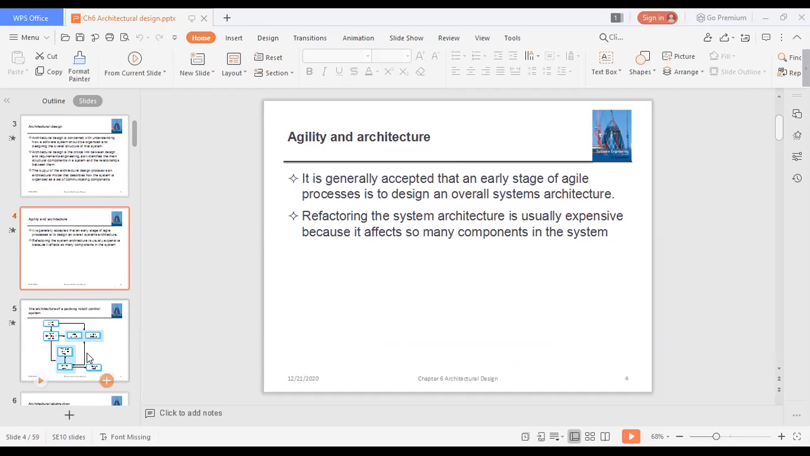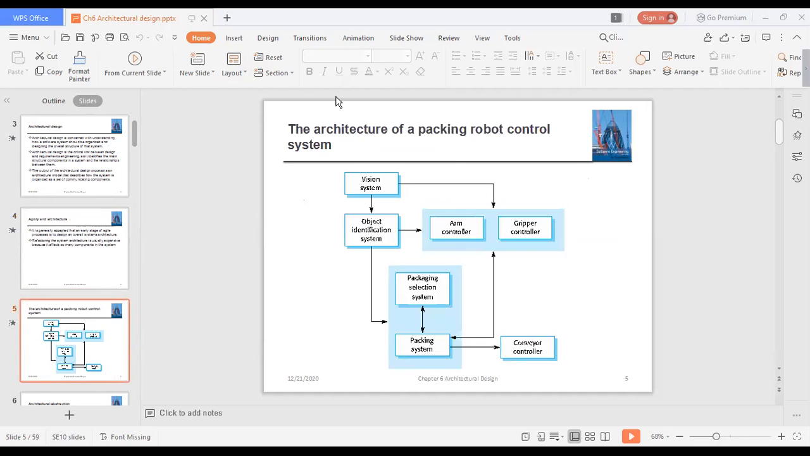So this is simply, guys, the architecture of the packing robot control system. If we look at this, we have all these components in it. What the robot is going to do, this is simply an example. It's very easy. These are the simple arrows showing, for example, the arm controller function, gripper controller, packing selection system, vision system, object identification system, conveyor controller.